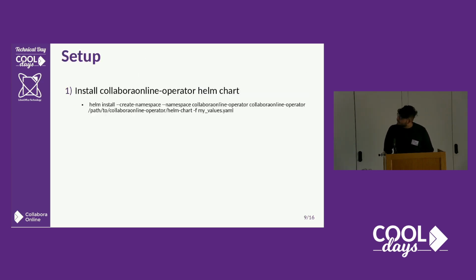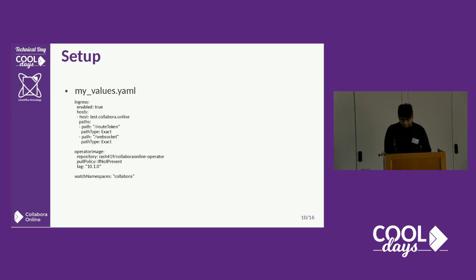To set this up, we have a Helm chart for Collabora Online Operator, and it looks something like this. And note here, watch namespace. Operator does not watch the whole cluster. It is a namespaced operator, so it only watches the namespace that you provide in this config file.